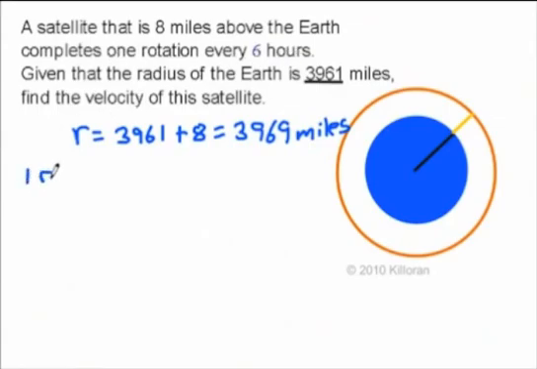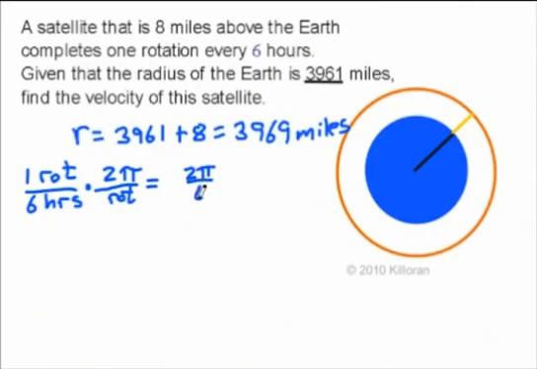So that's one rotation divided by 6 hours. And we need to convert this into radians. So every rotation it's going to do 2 pi radians. So we're going to multiply this by 2 pi per rotation, that way the rotations cancel out. So we're going to get 2 pi over 6 radians per hour. This reduces, of course, to pi over 3 per hour.